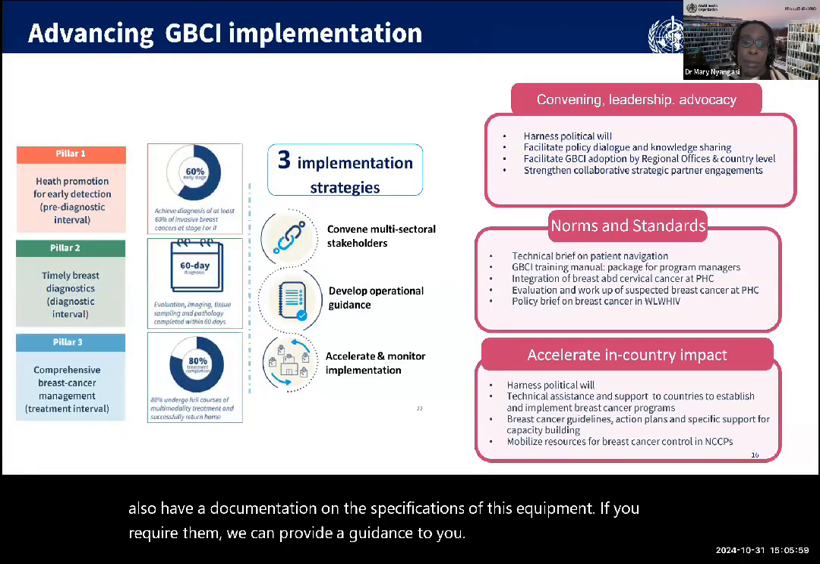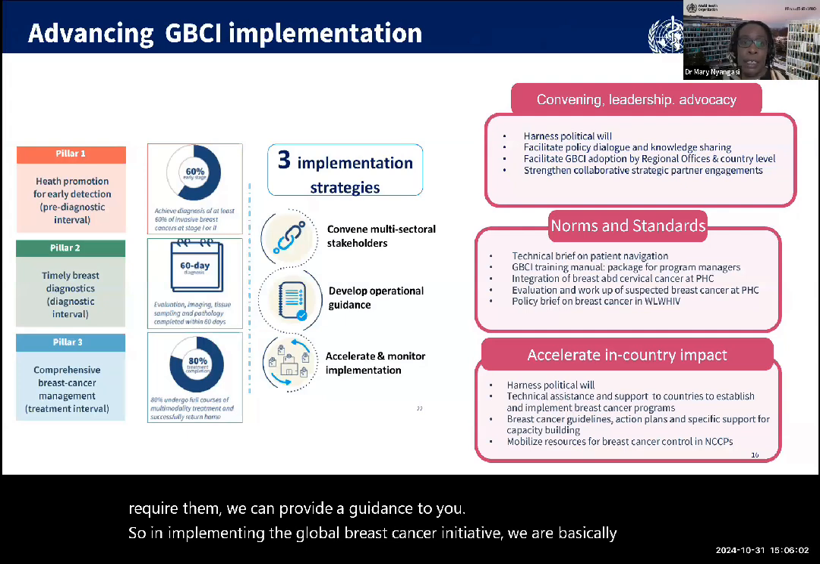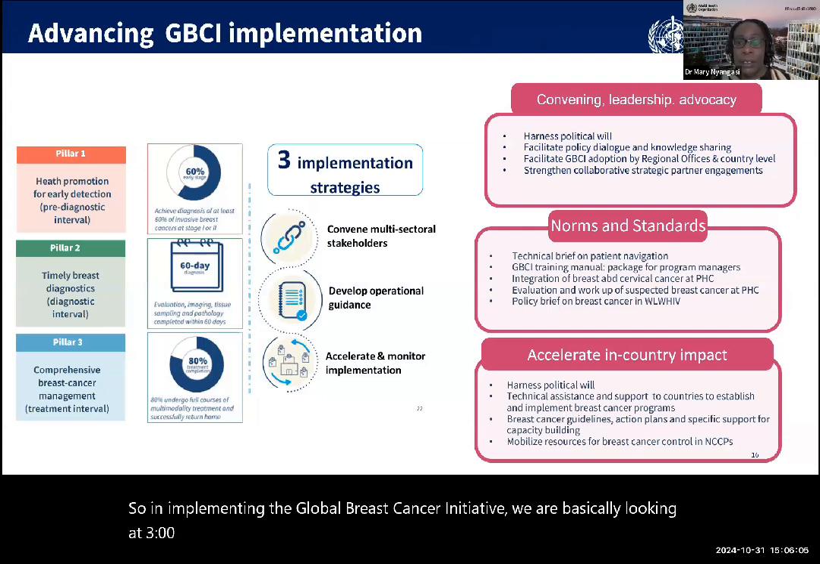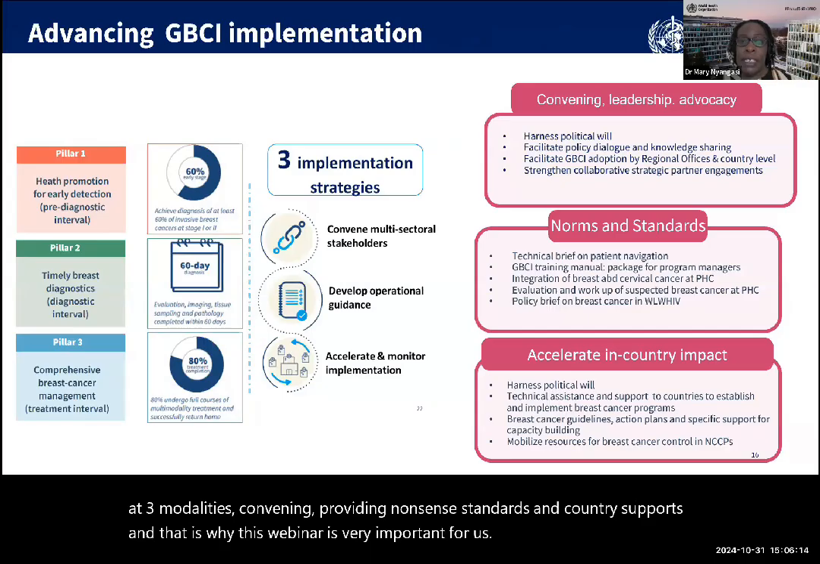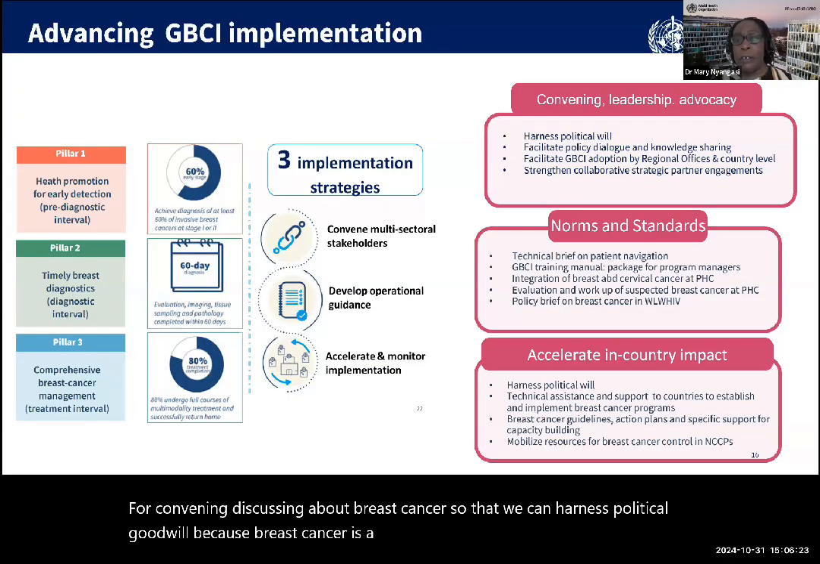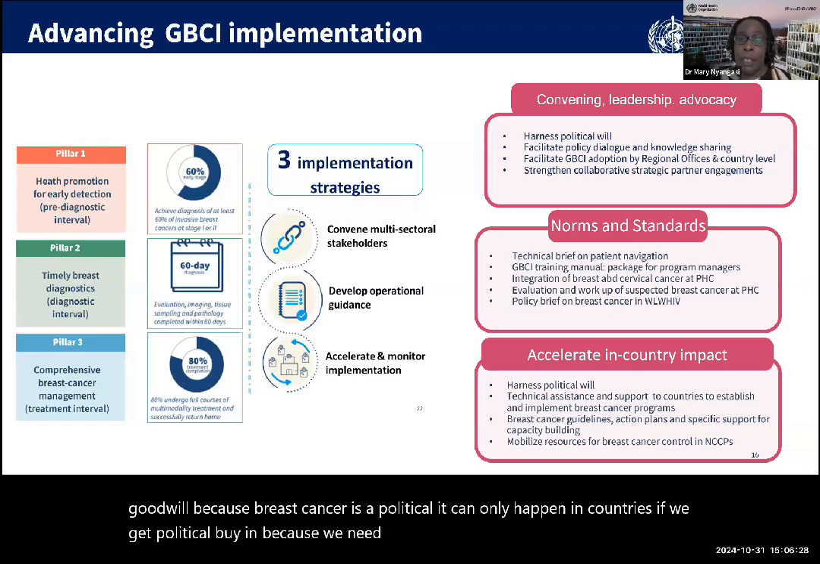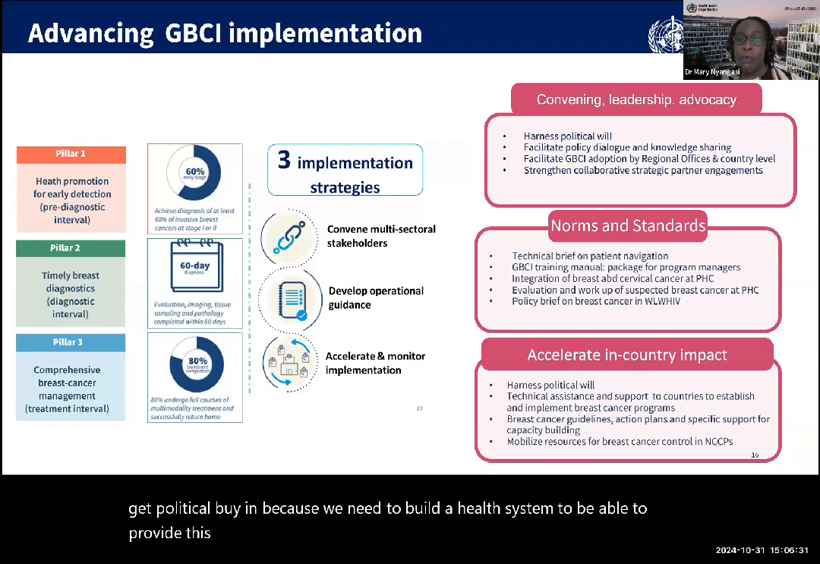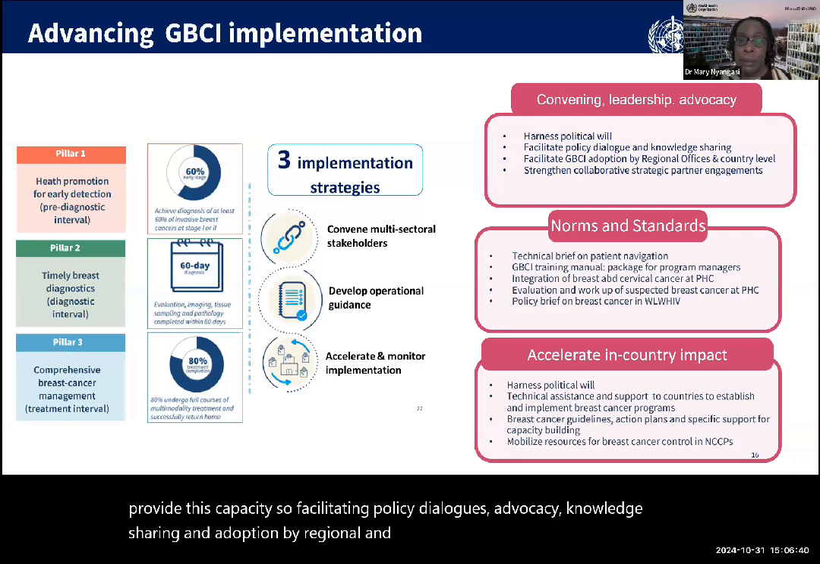So in implementing the Global Breast Cancer Initiative, we are basically looking at three modalities: convening, providing norms and standards, and country support. And that is why this webinar is very important for us. So convening, discussing breast cancer, so that we can harness political goodwill. Because breast cancer control is political; it can only happen in countries if we get political buy-in, because we need to build the health system to be able to provide this capacity. So facilitating policy dialogues, advocacy, knowledge sharing, and adoption by regions and countries is really important to us.